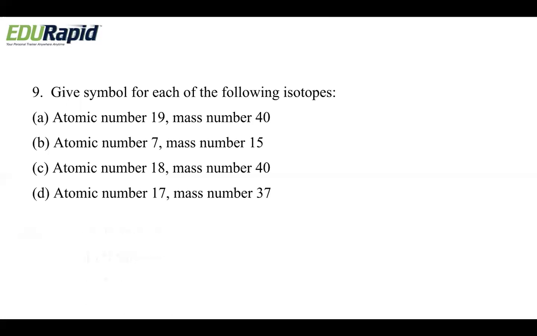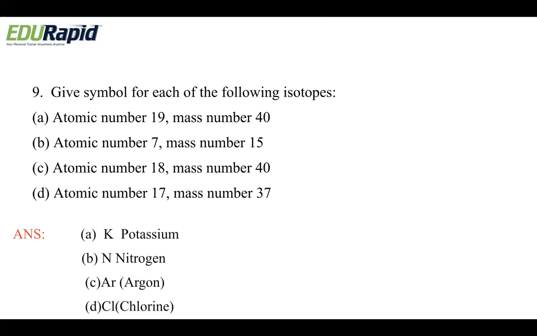Give the symbol for each of the following isotopes. So we have given you the atomic number and mass number. You should identify the element. So firstly, atomic number is 19 and mass number 40. So it is potassium. Atomic number 19, mass number 40.